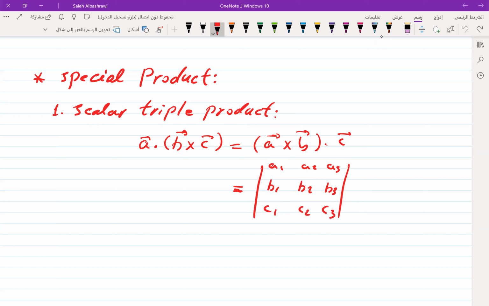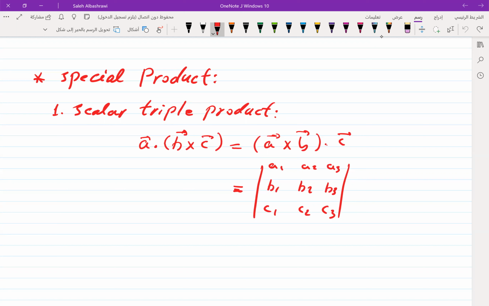This will give me the scalar triple product, and it is called scalar because the output will be a scalar, it is not a vector. We know that the dot product of two vectors gives a scalar value. So I have A dot B cross C or A cross B dot C. This is a dot product of two vectors, and the output will be a scalar value.